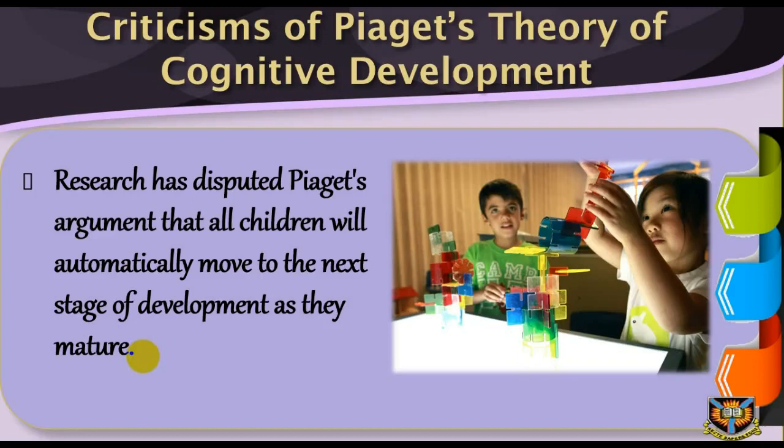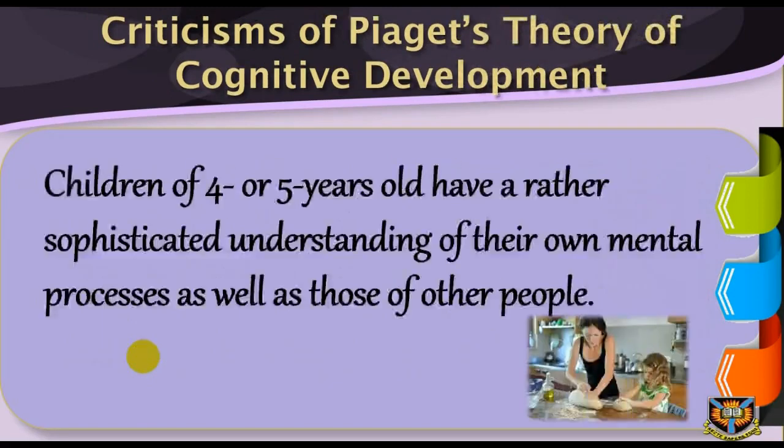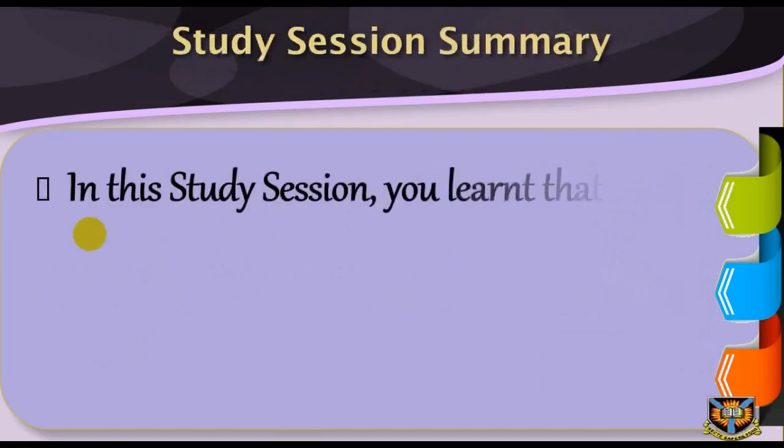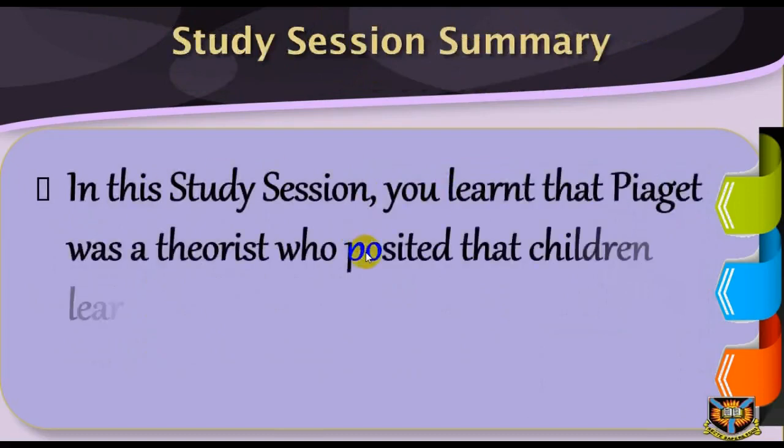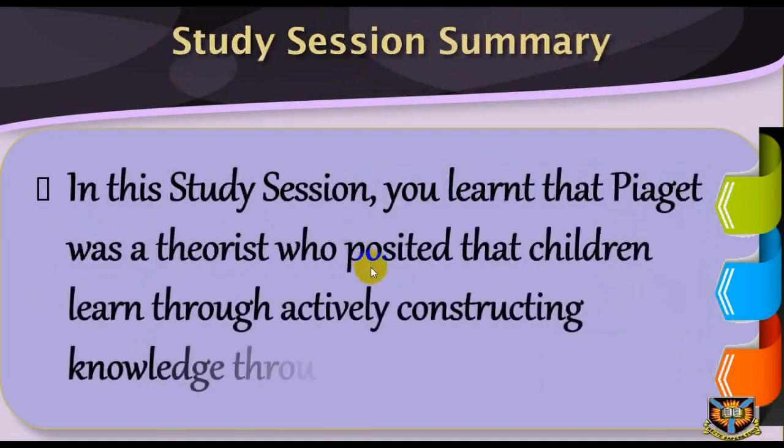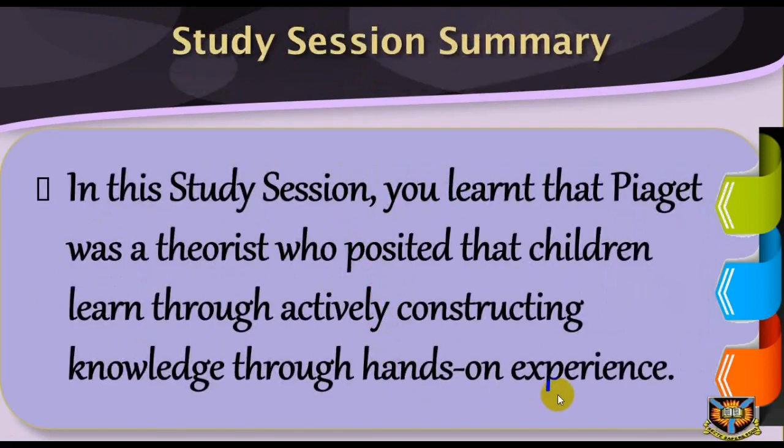Study session summary. In this study session, you learned that Piaget was a theorist who posited that children learn through actively constructing knowledge through hands-on experience. He suggested that the adult role in helping the child learn was to provide appropriate materials for the child to interact with and construct.